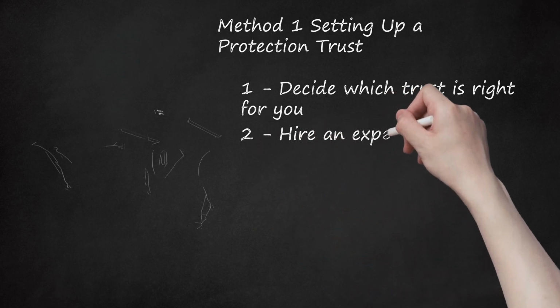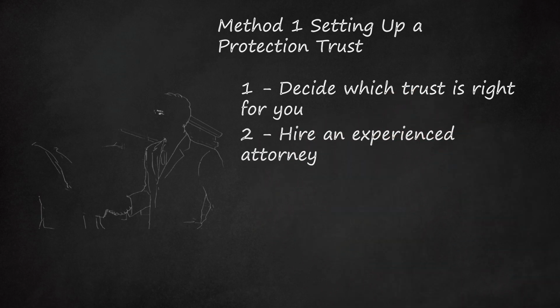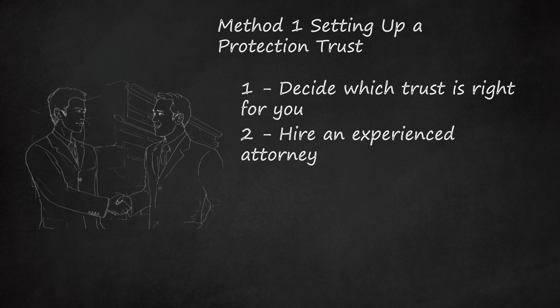2. Hire an experienced attorney. You can set up a basic living trust on your own, using forms and templates that are readily available online. Asset protection trusts, however, are governed by complex laws and regulations. The level of complexity means hiring an attorney is your best bet to ensure that your trust is established correctly to achieve the purpose for which it is intended.